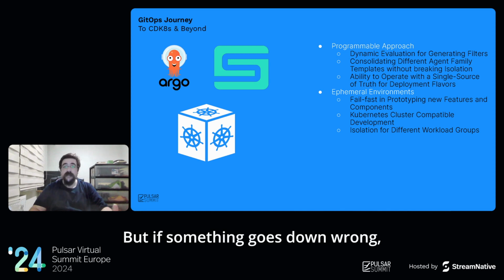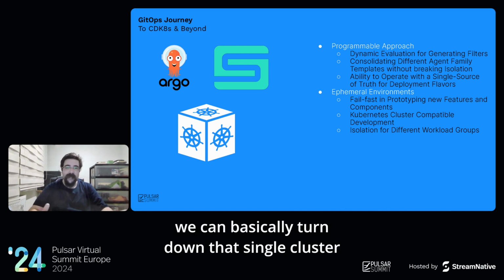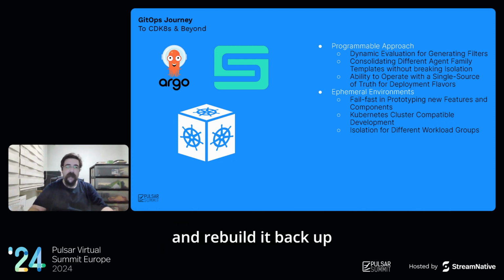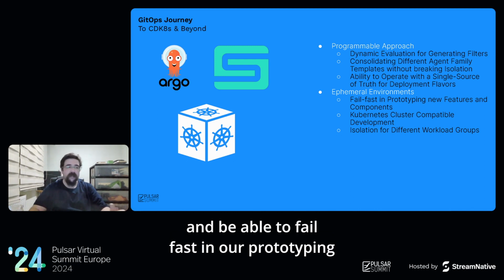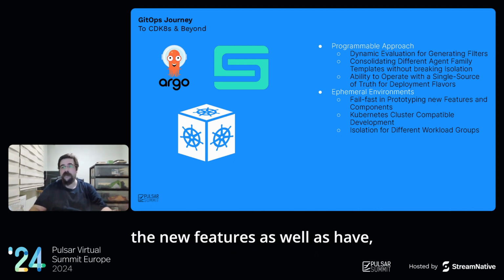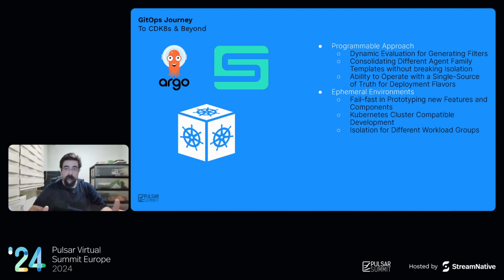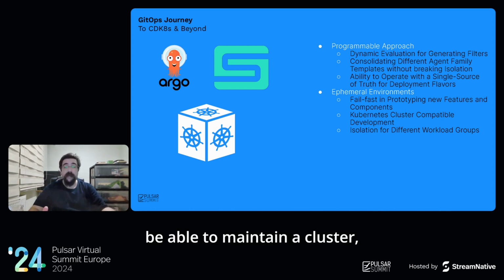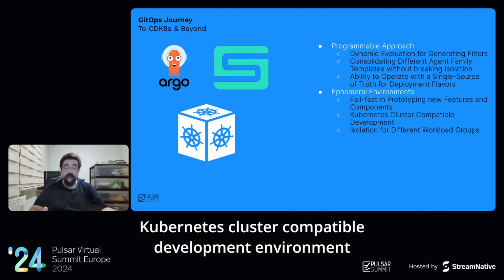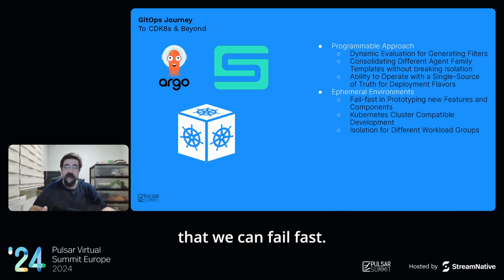But if something goes wrong, we can basically tear down that singular cluster and rebuild it back up and be able to fail fast in our prototyping of new features, as well as be able to maintain a Kubernetes cluster compatible development environment that we can fail fast in.